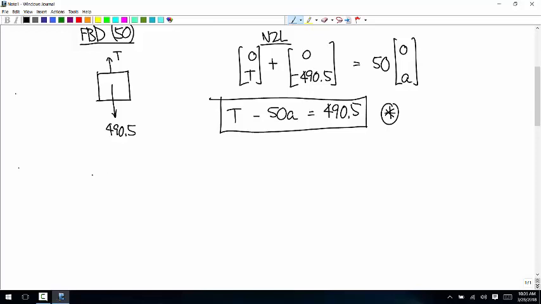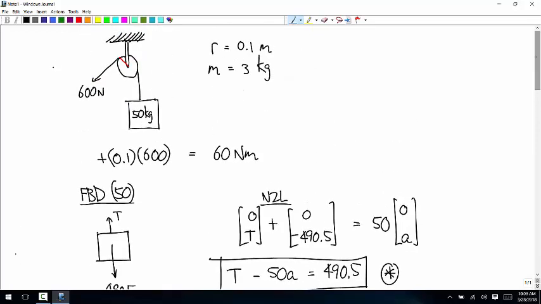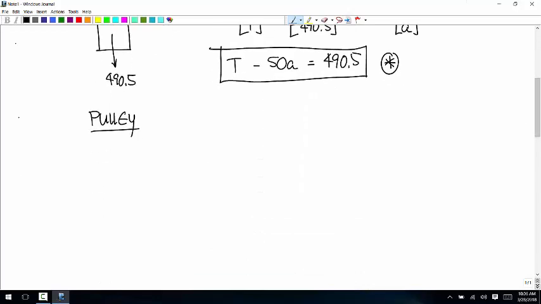And now we'll deal with the pulley. And that's a rigid body. Does it have a fixed point or not? Well, it's fixed to the ceiling, so we can assume that the center is fixed. And so the moment of inertia about the center is equal to 1/2 times the mass of 3 times the radius squared, which is 0.015.